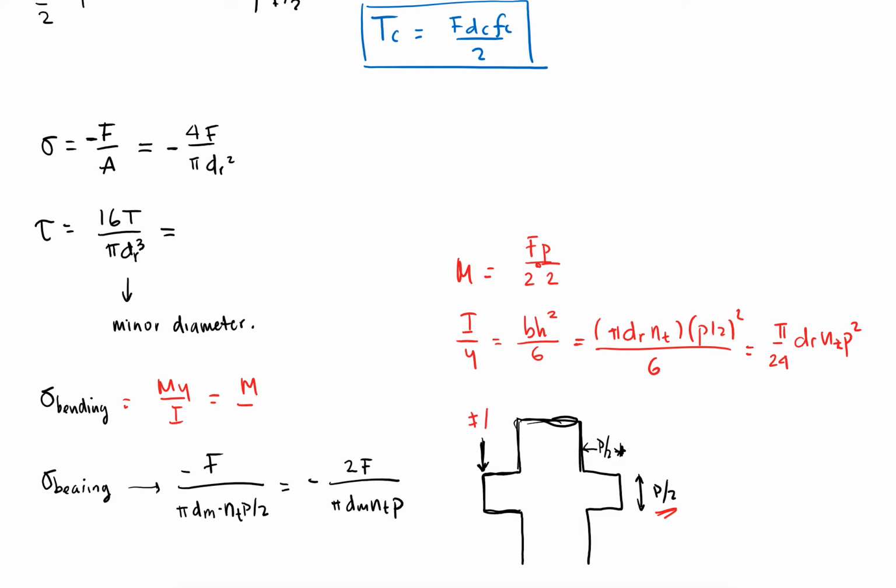So F over 2 times p over 2, that distance, that would give me the moment that this little stress element would be feeling. So when I put these together, M over I, which is basically the same thing I just wrote here, you end up with a stress of 6F over pi dr nt p.